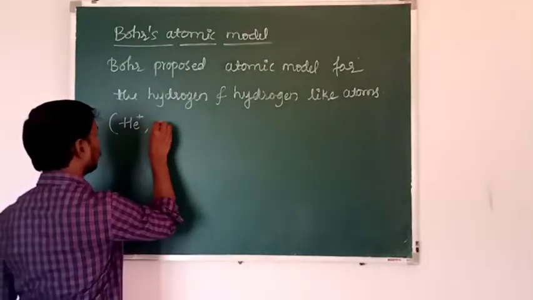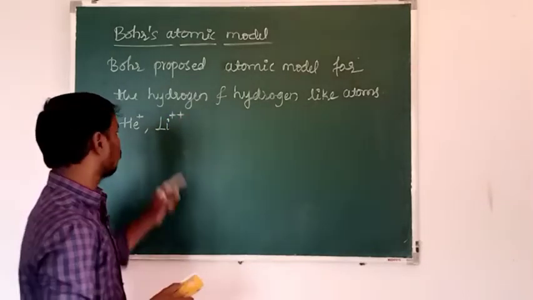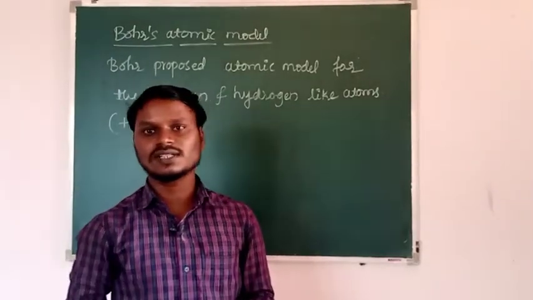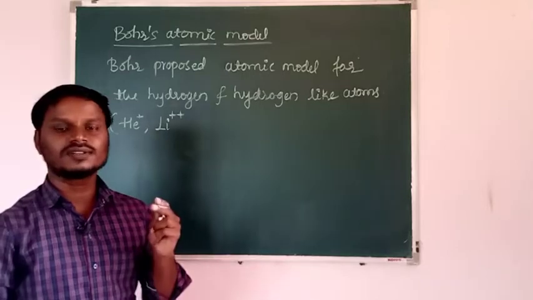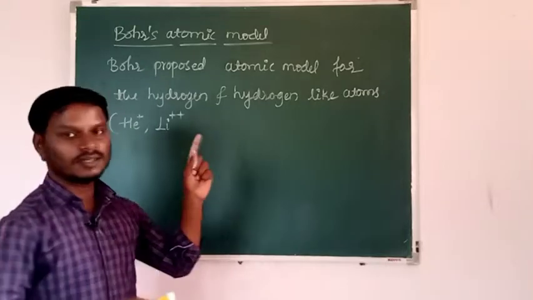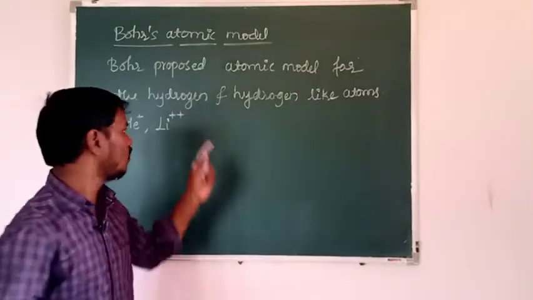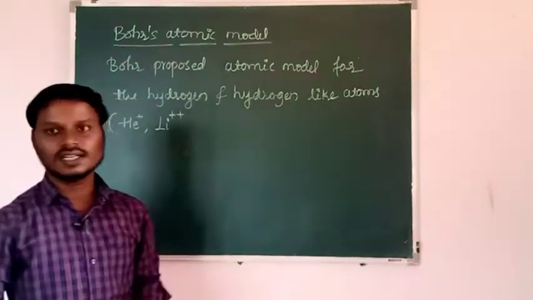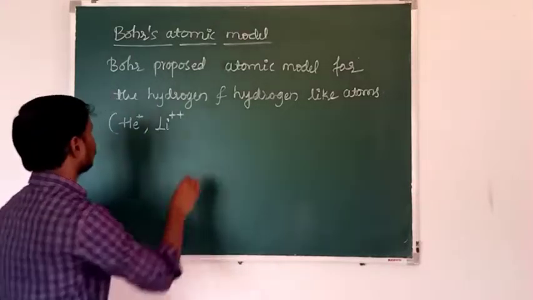And one more, doubly ionized lithium. It is also an example of a hydrogen-like atom, because in the case of lithium there are 3 electrons and 3 protons. If we remove 2 electrons, then lithium is said to be doubly ionized. Means there is only one electron present in the lithium, then the lithium behaves like a hydrogen atom. That is why doubly ionized lithium is also called a hydrogen-like atom. So there are many examples of hydrogen-like atoms.